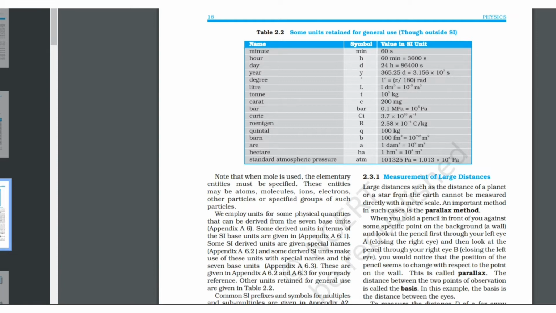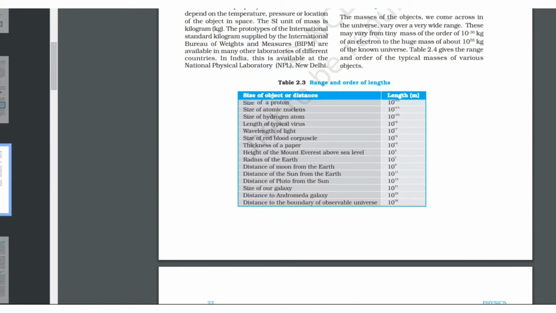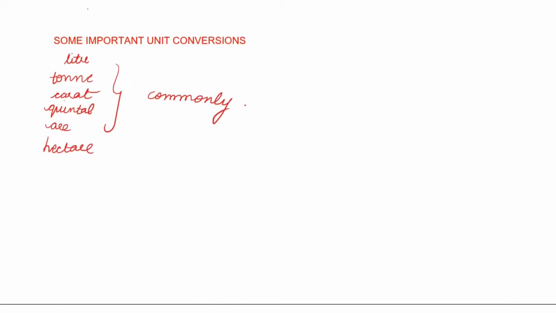Liter, first one. 1 liter is 1 decimeter cube, or 10 power minus 3 meter cube. And 1 ton is equal to 1000 kgs. 1 carat is 200 milligrams. And 1 quintal is 100 kg. So don't get confused between ton and quintal. Ton is 1000 kg and quintal is 100 kg.